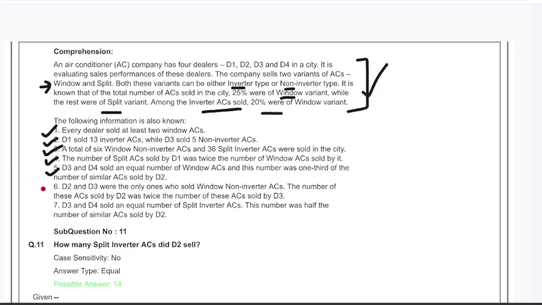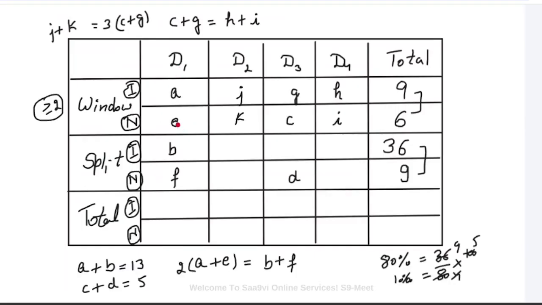Now the sixth line says, D2 and D3 were the only ones who sold window non-inverter ACs. So other than D2 and D3, nobody has sold window non-inverter ACs. That means D1 and D4 did not sell any window AC. Now from here we can say the C which we had here, just let me show it to you. So this E is equal to 0 and I is also equal to 0. We'll keep putting in the values after this so it will not confuse you.